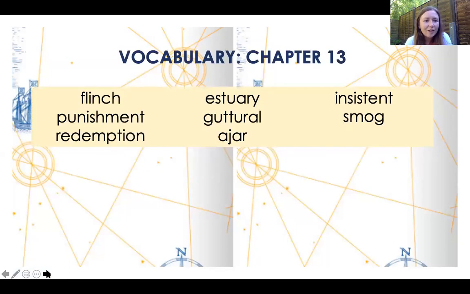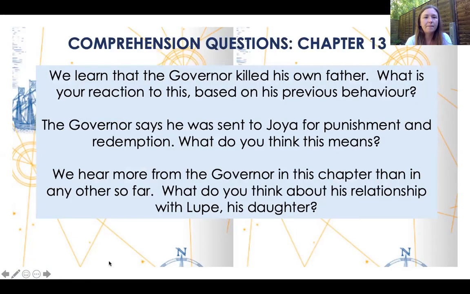Chapter 13 vocabulary: flinch, punishment, redemption, estuary, guttural, ajar, insistent, smog. We learn the governor killed his own father. What is your reaction to this? Obviously, your reaction is going to be one of disgust and horror. But what is your reaction based on his previous behavior?